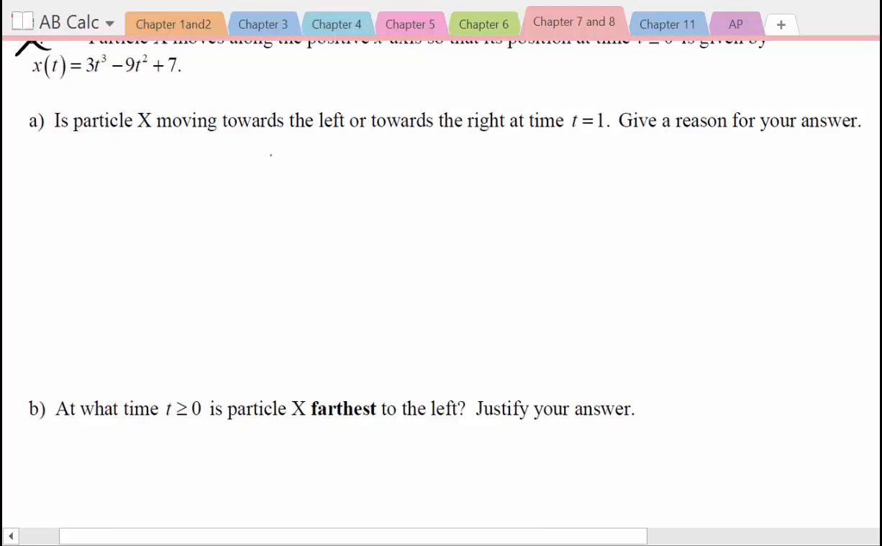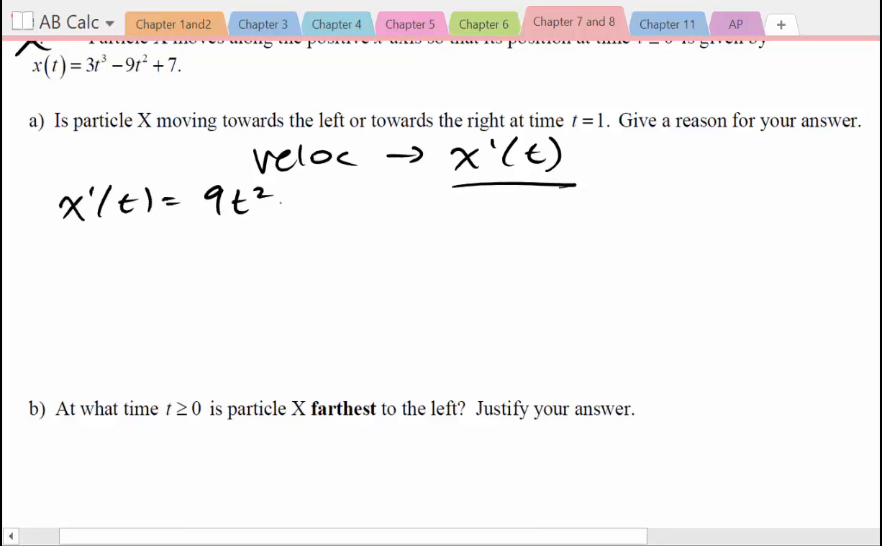The only thing we have to really focus on is the velocity, because the velocity gives me direction. Well, the velocity is going to come about the derivative function. Our justification cannot be that the velocity is positive. Our justification has to be that x prime is positive or x prime is negative. So what we're going to do is find x prime of t, which is 9t squared minus 18t, and we simply plug in 1. We get 9 minus 18, which equals negative 9.